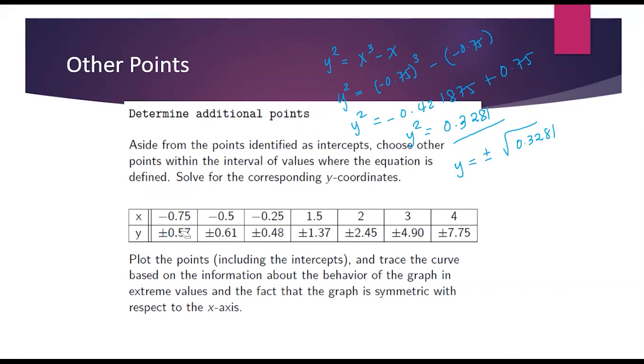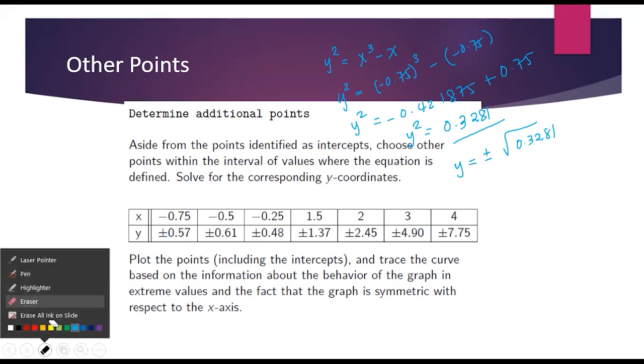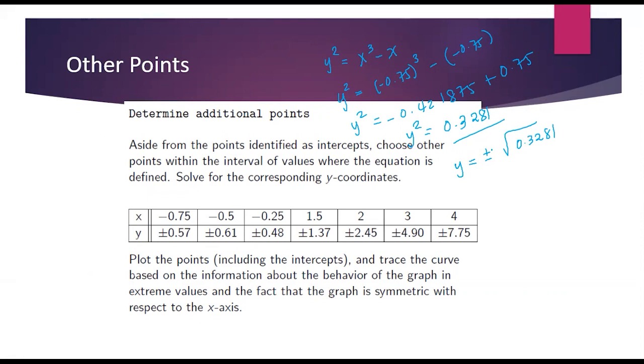Extracting the square root, we have here y which is equal to plus and minus 0.5728. So this one is correct. You check again these points, and these are the additional points that we're going to plot.